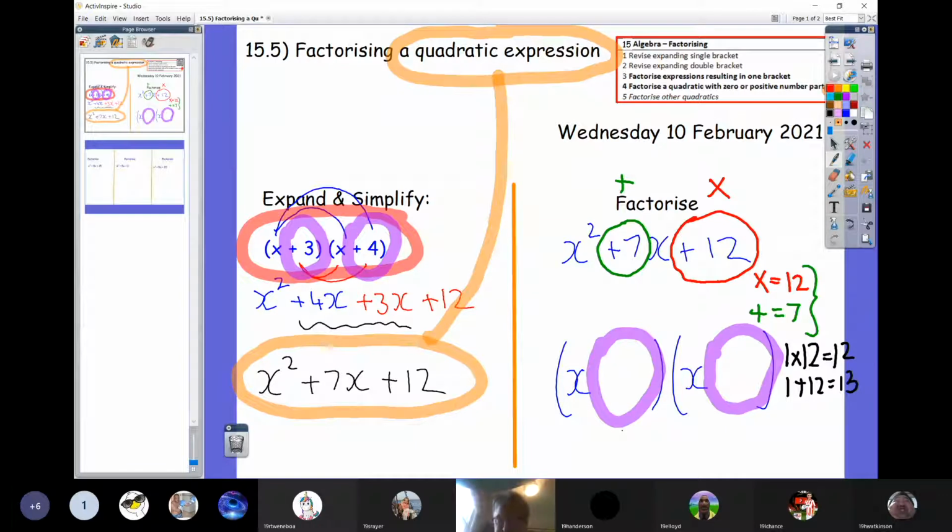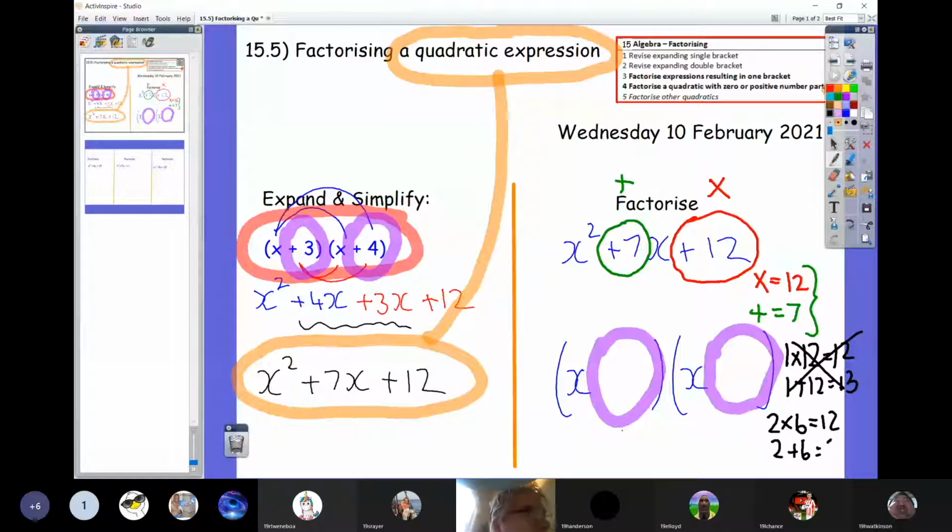I don't get 7. So my magic numbers aren't 1 and 12. What about 2 and 6? Well, 2 times 6 is 12, tick, but 2 add 6 is 8. That's not 7. So my magic numbers aren't 2 and 6.